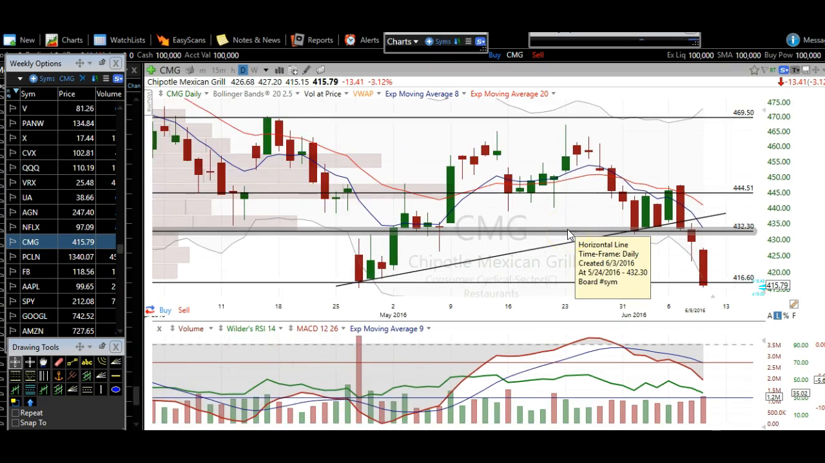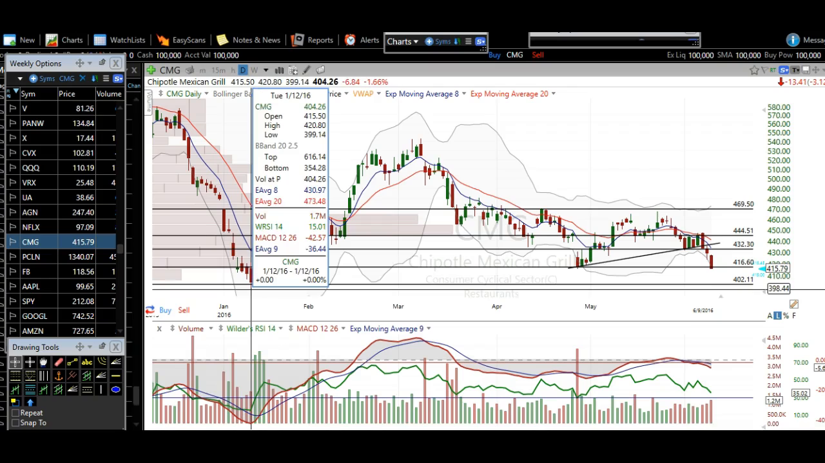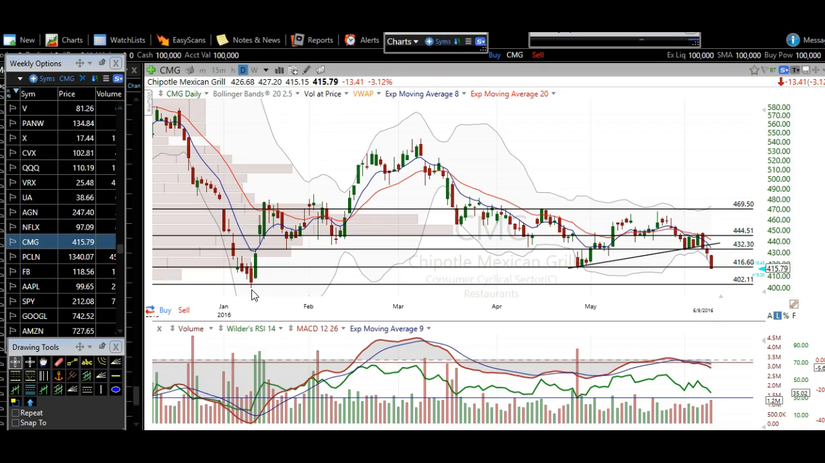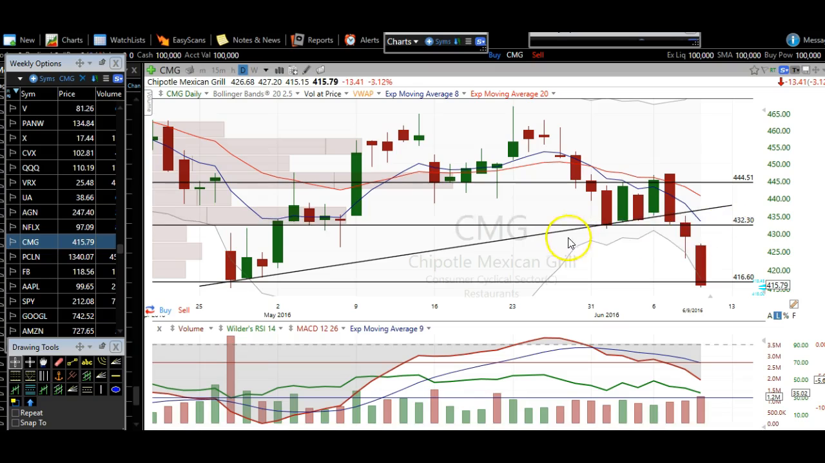So next support below us is right around 402 to, what is this, the low over here, about 400. So right around 400 is going to be that next support for Chipotle. May get a small bounce on that first test. Really don't know. I'm not really interested in playing Chipotle to the upside. I think pops to the upside, specifically to the 432 area, will be good shorting opportunities.